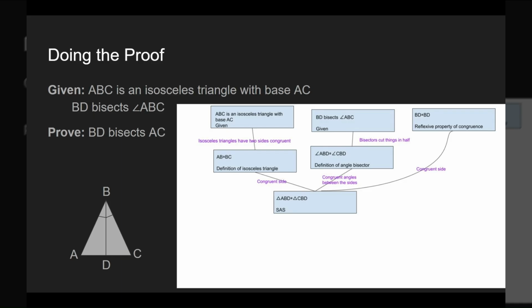Once we know that, we can look at our triangles and say, hey, AD and CD match up in the names of these two triangles. So AD is congruent to CD by CPCTC. And since bisectors cut things in half, and we've just said, hey, those are the same length, we can say that BD bisects AC by the definition of a segment bisector. The end.